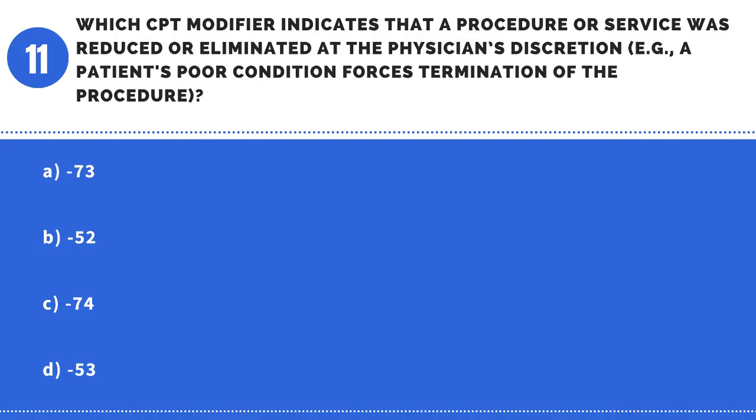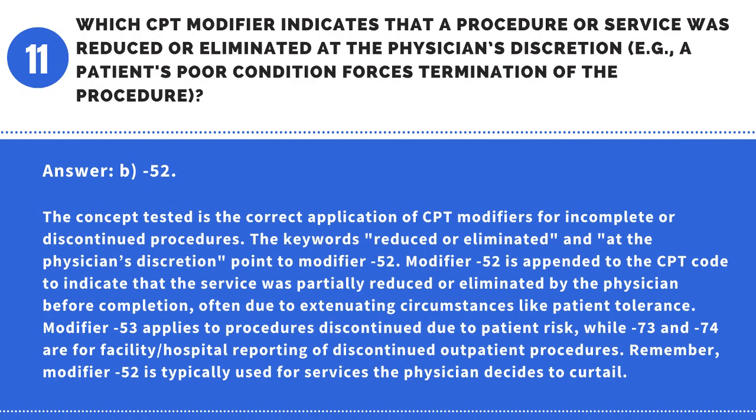Question 11. Which CPT modifier indicates that a procedure or service was reduced or eliminated at the physician's discretion, e.g., a patient's poor condition forces termination of the procedure? A. -73. B. -52. C. -74. D. -53. Answer B.